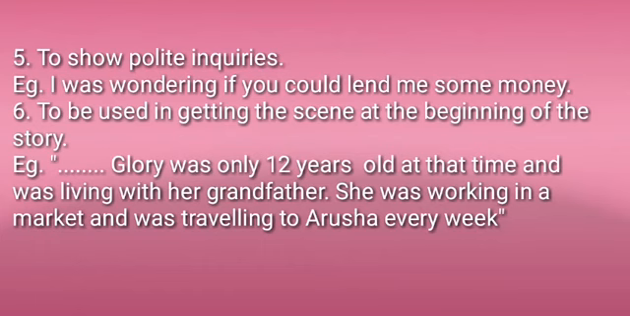Number 6, to be used in setting the scene at the beginning of a story. The function of this tense is to create the scene of a story, the beginning scene. For example, Glory was only 12 years old at the time and was living with her grandfather. She was working in a market and was traveling to Arusha every week. Here the past continuous tense has been used, as in was living with her grandfather, she was working in a market, and was traveling.